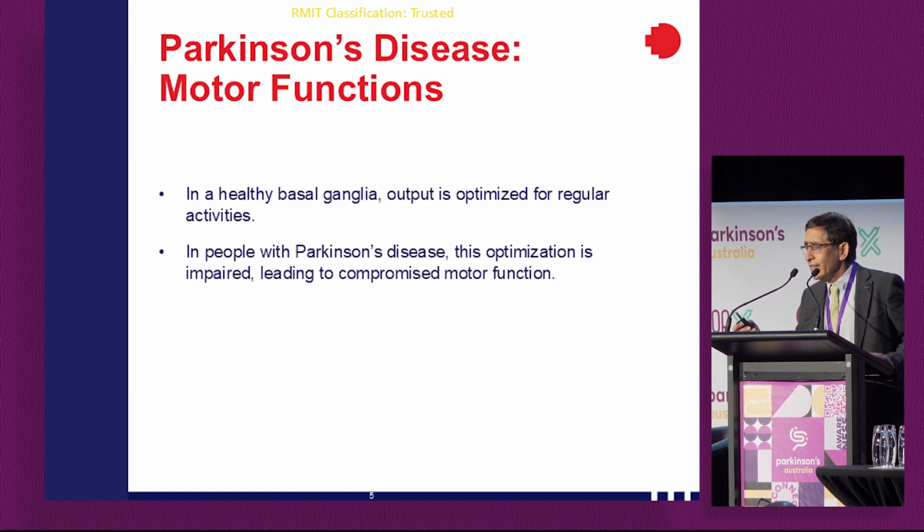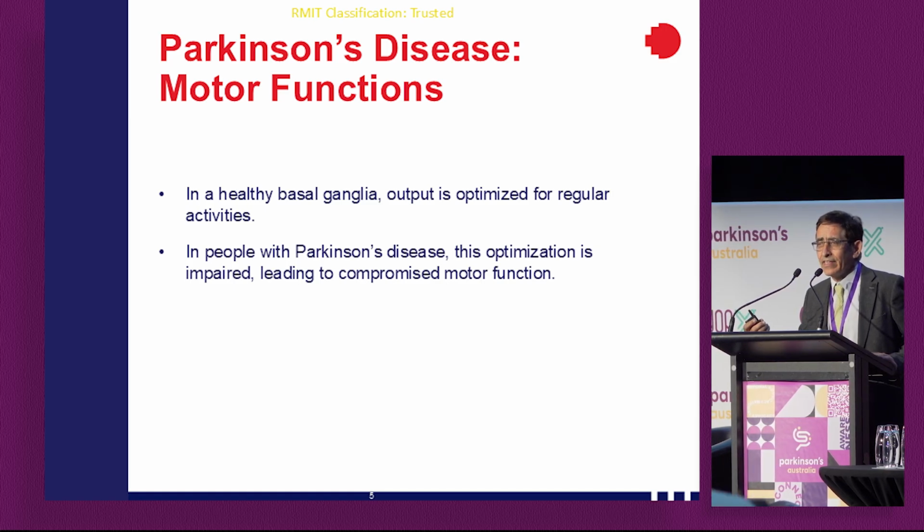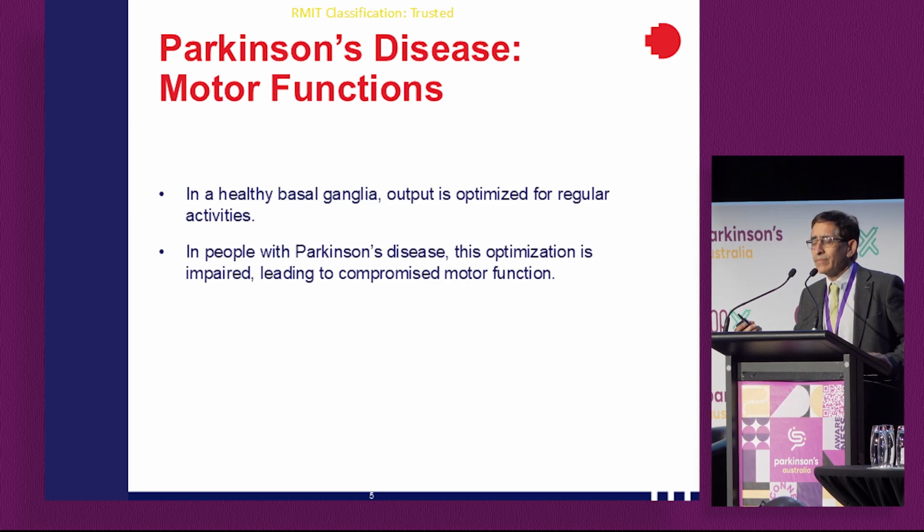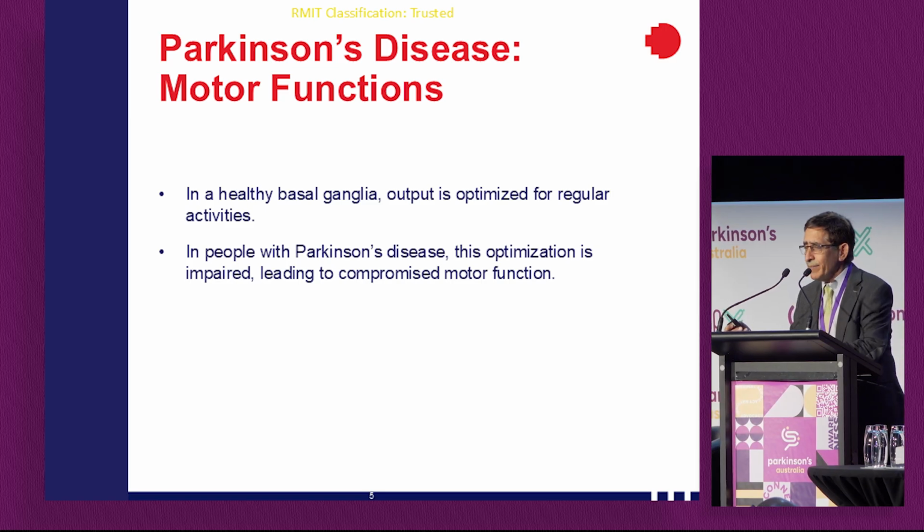In Parkinson's disease, in the healthy basal ganglia, the output is optimized. So we are able to walk without thinking, and again, our gait and everything is optimized for the body size. That becomes difficult when we are having the disease factor.